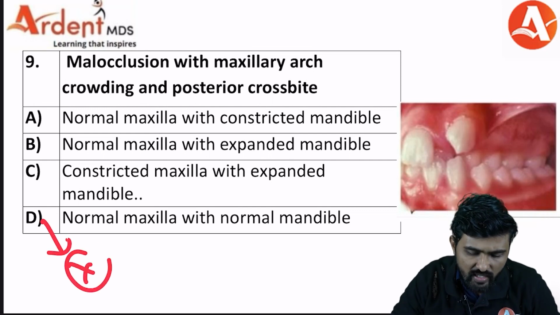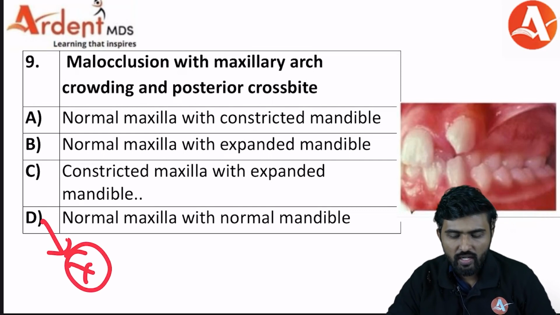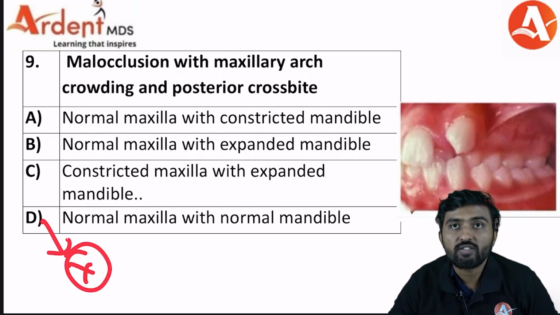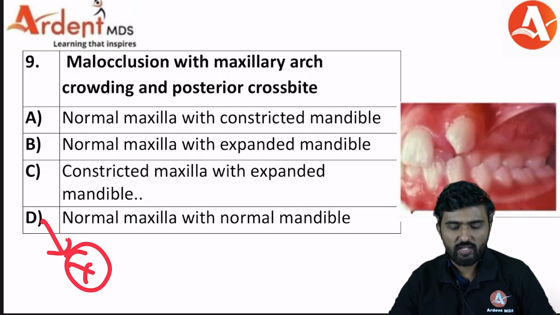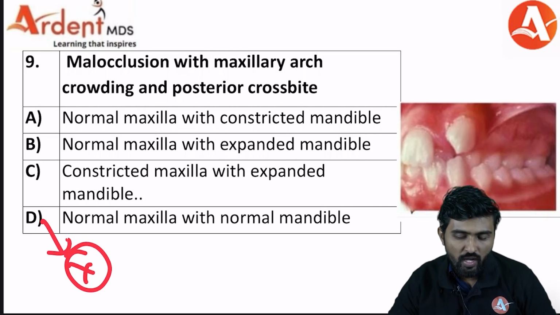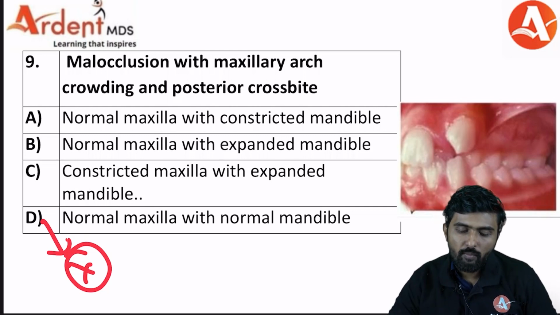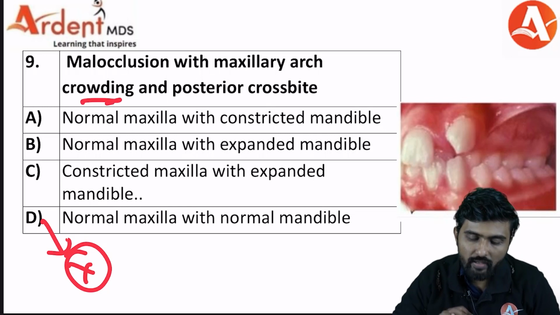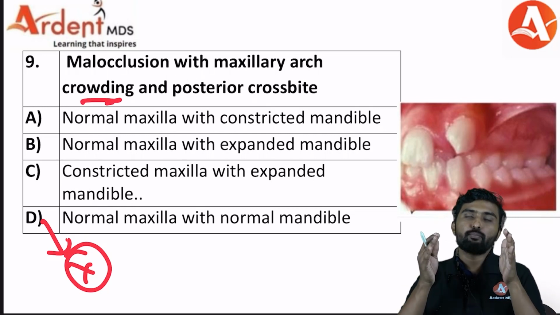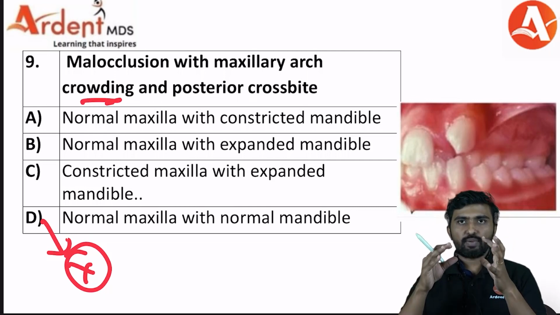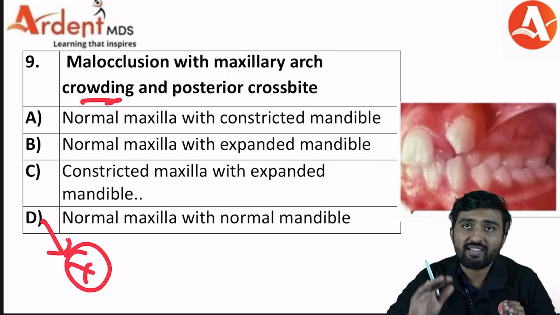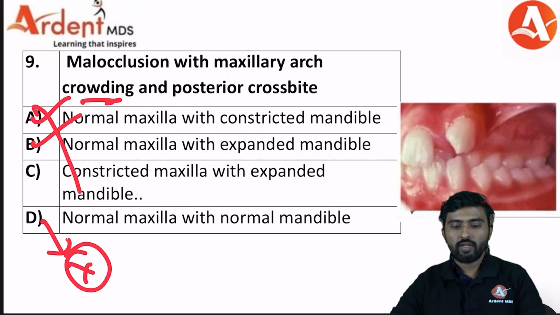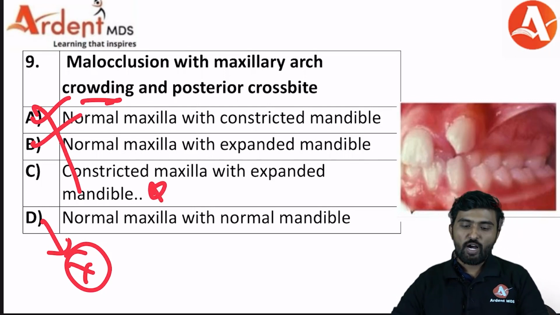Option D is strictly no. Had the maxilla and mandible been normal, this condition wouldn't have even happened. So option D is not the answer. In the question itself they have mentioned that there is a problem in the maxilla, so the maxilla cannot be normal. So options A and B are ruled out. The only remaining option is option C.